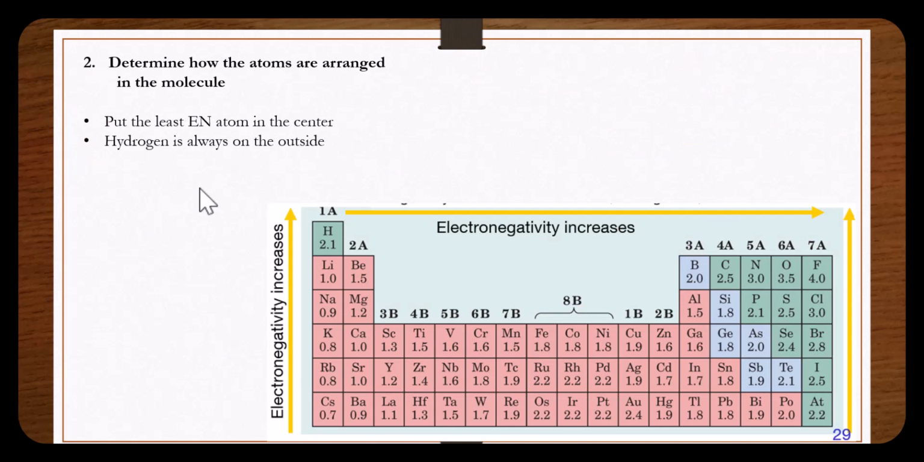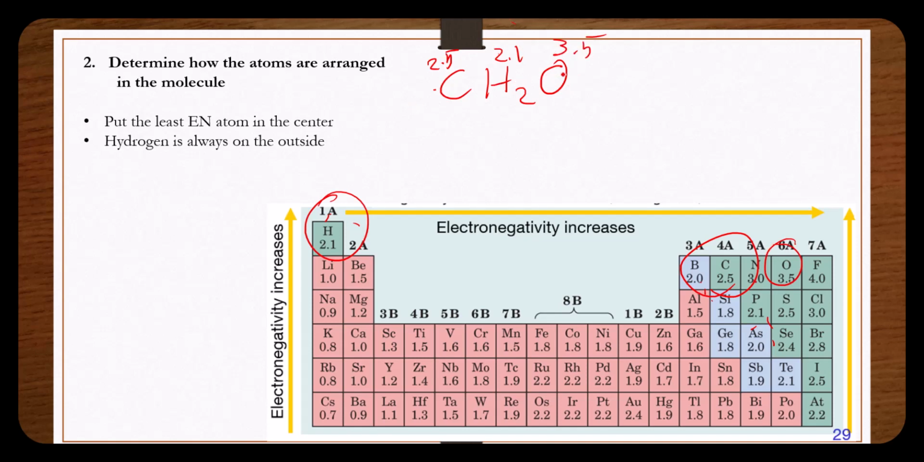A couple guidelines to go by is to put the lowest electronegative atom in the center, and to also remember hydrogens are always on the outside of the molecule. So the formula was CH2O. Looking at the electronegativities, carbon has an electronegativity right here of 2.5. Hydrogen has an electronegativity of 2.1. And oxygen has an electronegativity of 3.5.